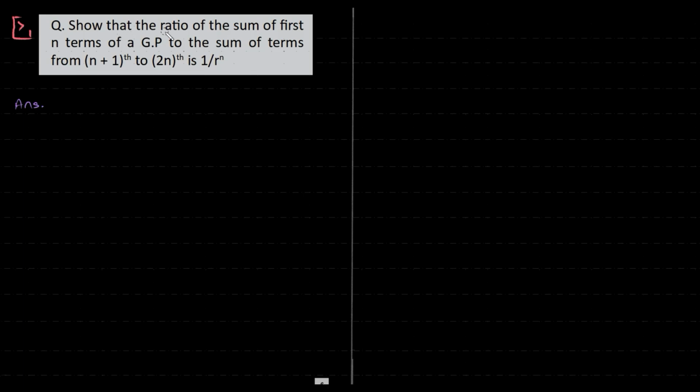Show that the ratio of the sum of the first n terms of the GP to the sum of the terms from n plus first to 2n term is 1 by r to the power of n. So first thing first, what is it that we need to prove? It's a weird thing. So we have the sum of first n terms to sum of n plus 1th term to 2nth term is 1 by r to the power of n.